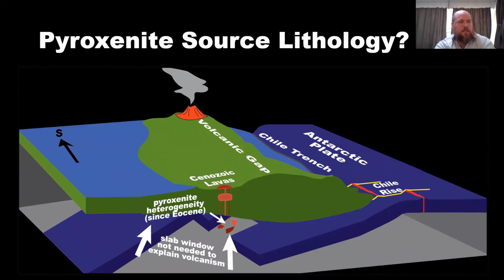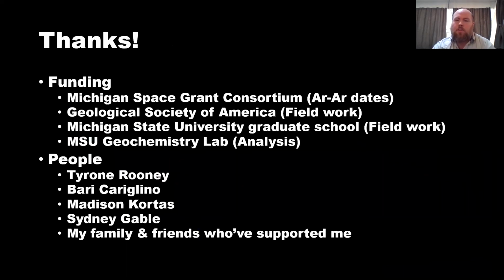So we're going to go back to this look, and our hypothesis that we're working on is that pyroxenite heterogeneity has existed since the Eocene. We're going to be testing olivine in the Eocene and Oligocene magmas to see if that is correct. If that is, a slab window is not needed to explain the volcanism there, and only the destabilization of these pyroxenite lithologies and the melting of them is necessary, which can occur without the slab window.